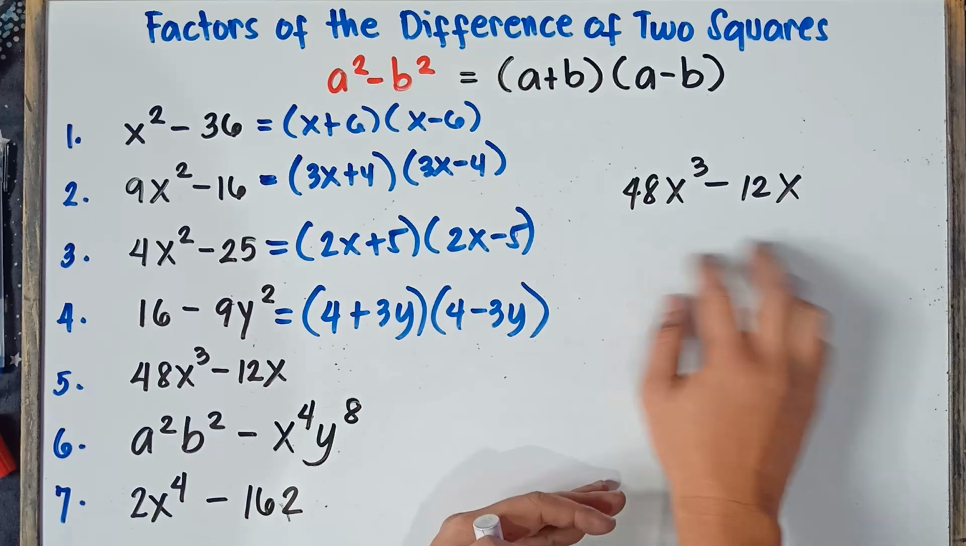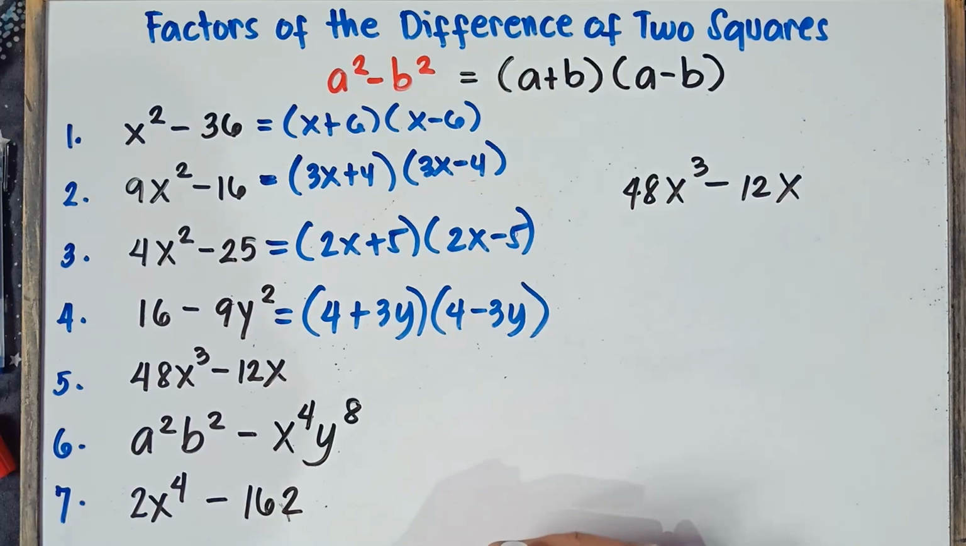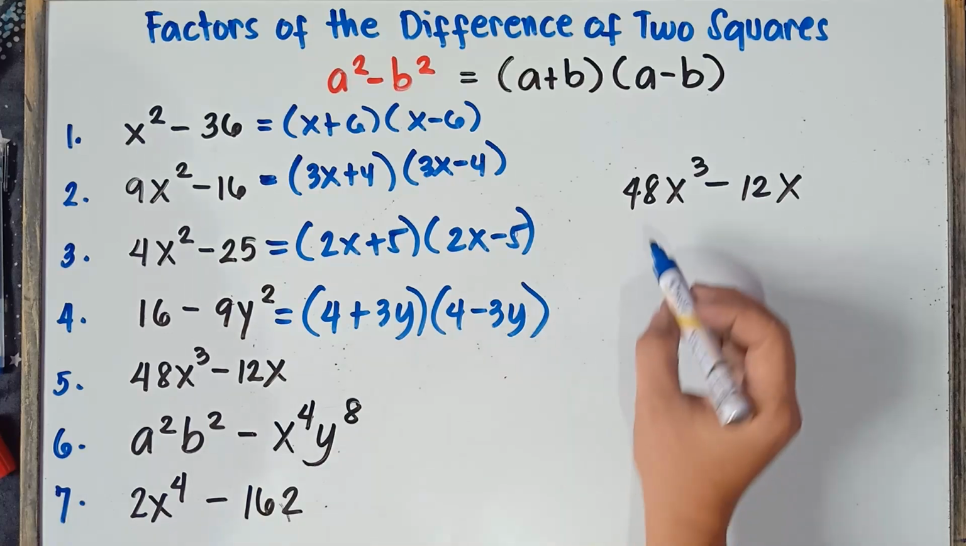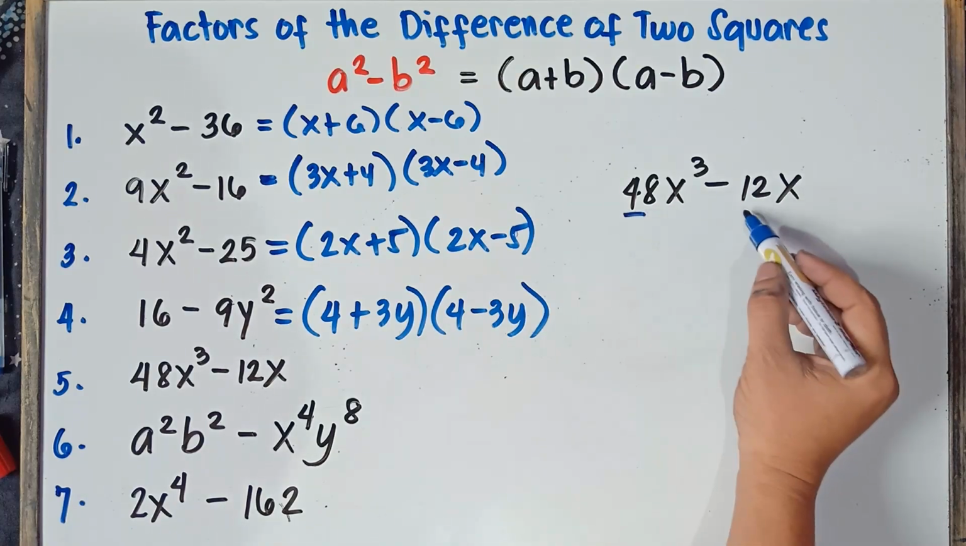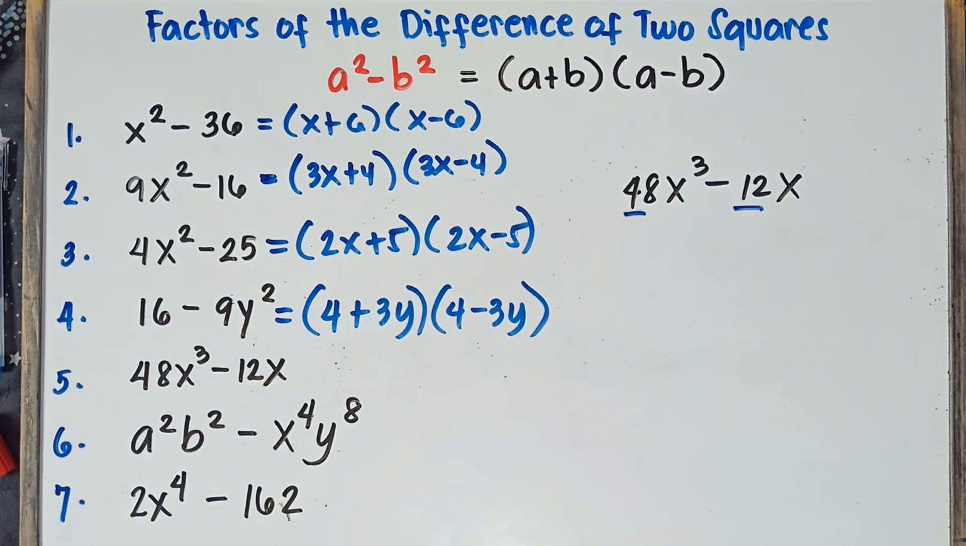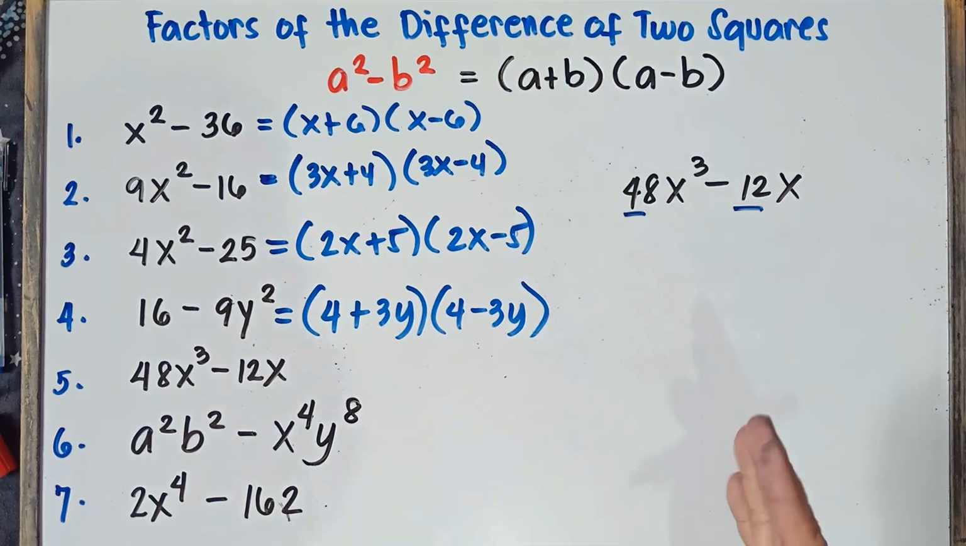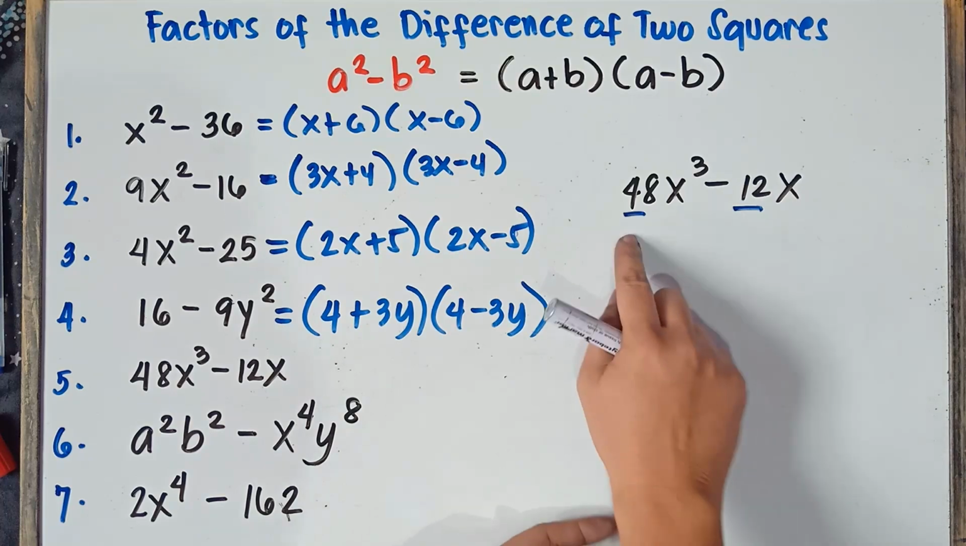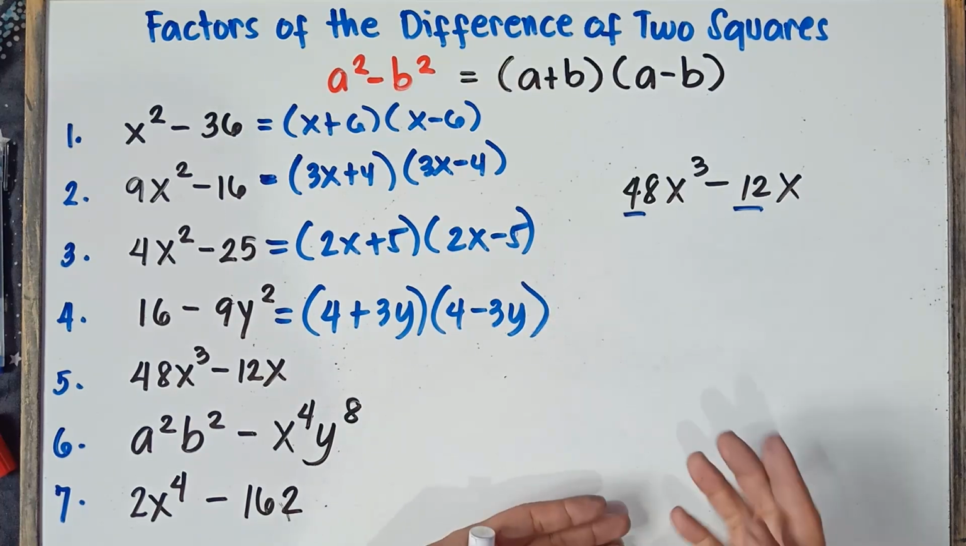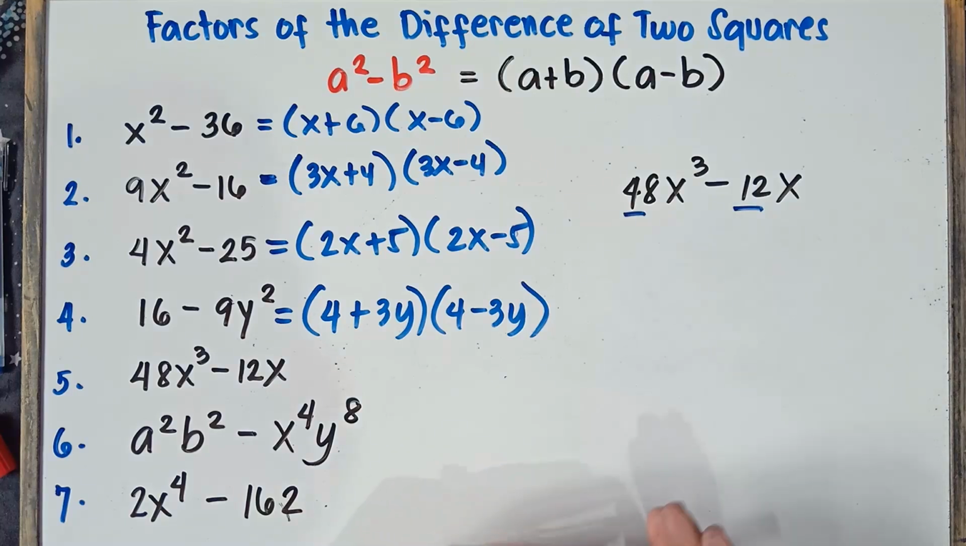Now, if you have an example like this, class, the thing that you need to do is factor this out by getting the greatest common factor. So let's start with the numbers. What would be the greatest common factor of 48 and 12? You find a number that can divide 48 and can divide 12. It must be common, class. Greatest common factor. What's the answer, class? That's correct. It should be 12, right?